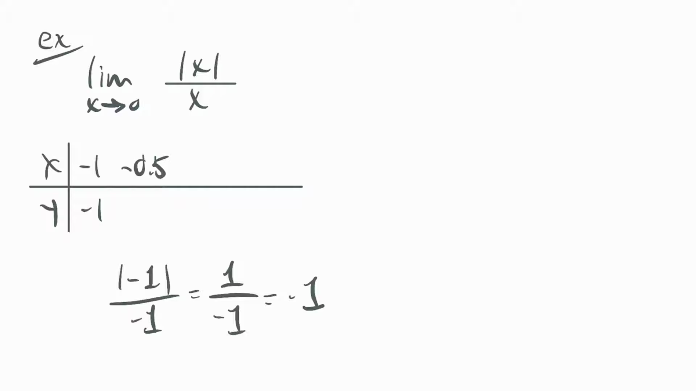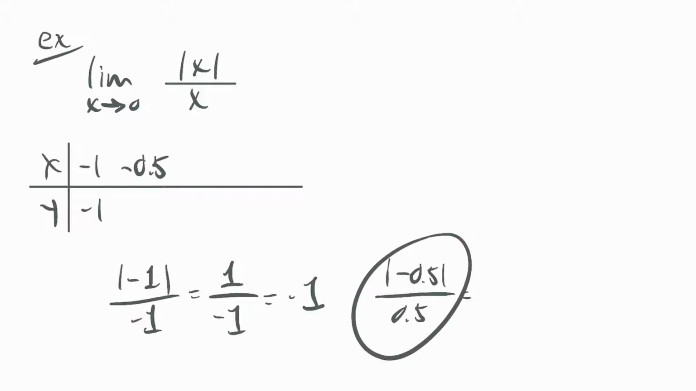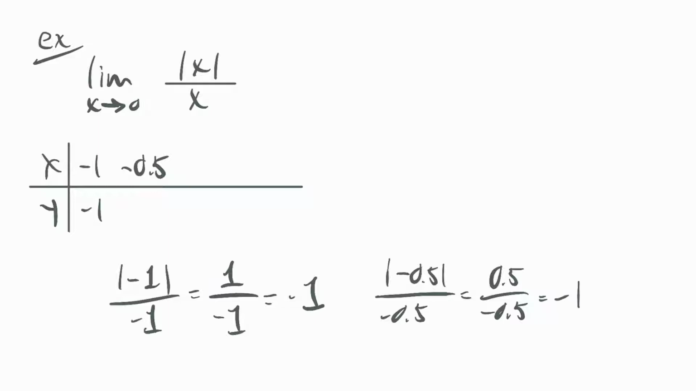Okay, we're getting closer to 0. We're getting closer to 0, right? Okay, well, the absolute value of -0.5 over -0.5, almost made a mistake, -0.5, because that's what we're plugging in, -0.5. Well, that's going to be 0.5 over -0.5. If you work that out, you'll find that you get -1 as a result. Okay, -1. How about -0.1?